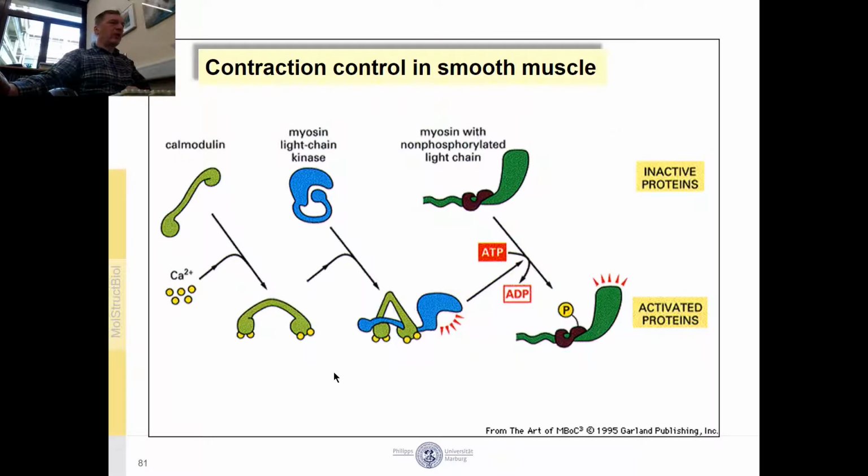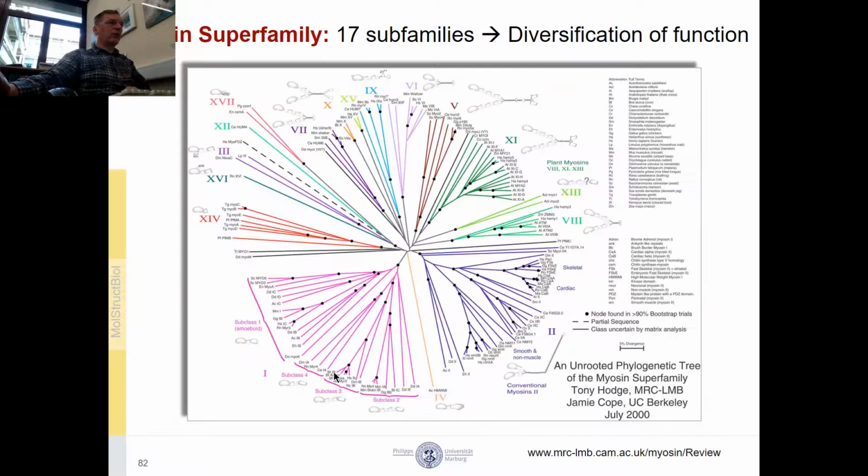Then in smooth muscles, it's the same, I don't show it in smooth muscles. The myosin superfamily has 17 subfamilies, super complicated. This is the unrooted phylogenetic tree from 2000. I don't know how it looks nowadays. I have to look for a new one, I guess. Maybe they have now found 18 subfamilies, or 19.